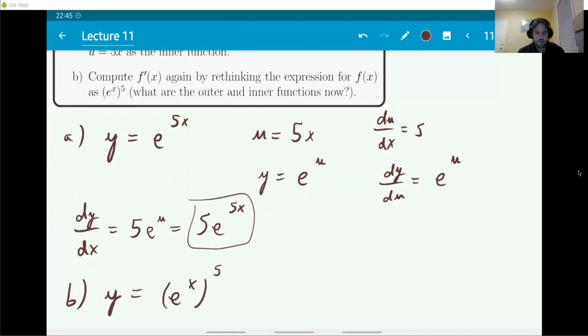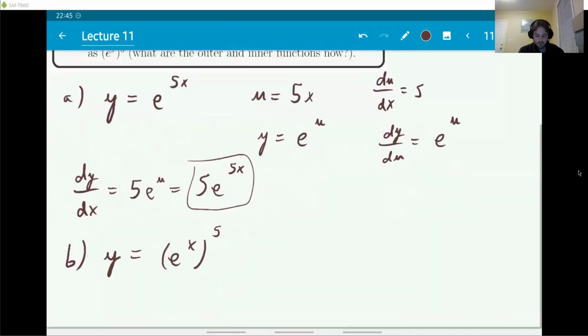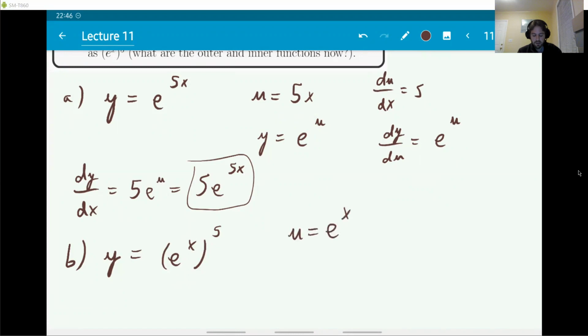This is also the same function. If you wanted to multiply this 5 and the x here, you get the original e to the 5x. But when you look at the function this way, you realize that you have the inner function right here, e to the x, and that thing is being raised to 5. You can call that the outer function, raising to 5. This also gives you the same function, so you should get the same answer. Let's see that we do.